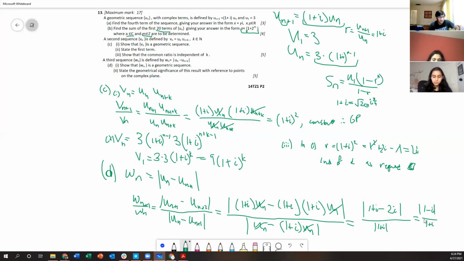And if you find, what's the modulus of the top? Square root of 2. That doesn't look right. Common ratio can't be 1. What did I do wrong here? That doesn't seem right, does it?